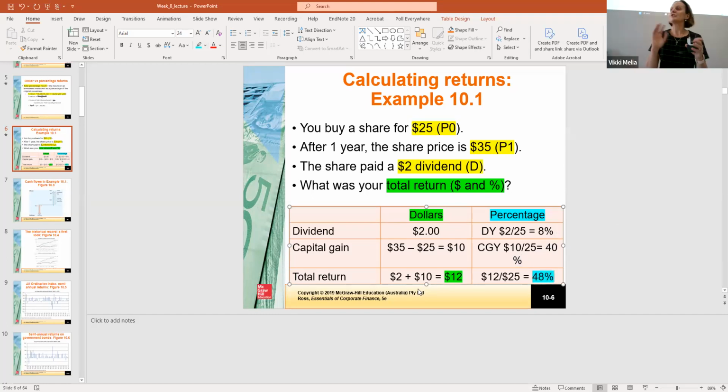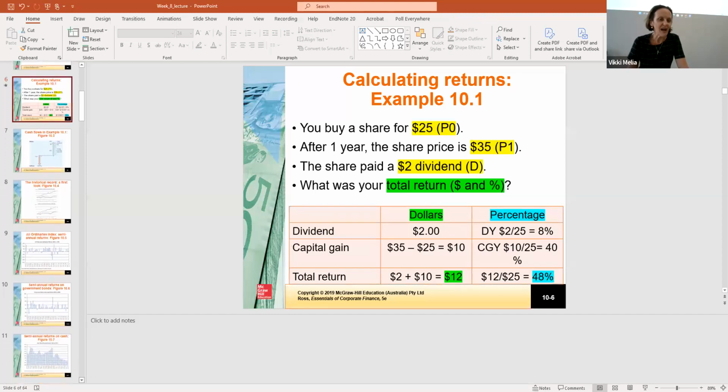So when we measure returns, we can measure returns as an amount of dollars or as a percentage. The percentage is the more common approach in finance. And as we work through this chapter and the next chapter, and we look at measuring returns for a single asset or a portfolio of assets, we'll be measuring returns in percentages. So that's the more common way.